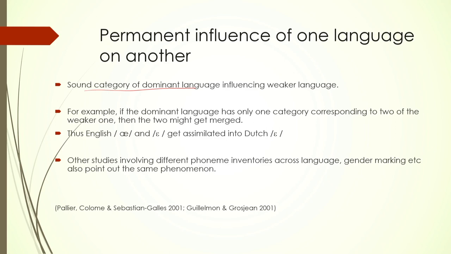For example, one study looks at how, when the dominant language has only one category corresponding to two in the weaker one, the two might get merged. For example, an English and Dutch bilingual study was carried out, and this shows that English has two vowels like this. One is the vowel in the word sat, S-A-T, sat. Similarly, there you have the other vowel. This contrast does not exist in Dutch. So what happens in the case of Dutch is they merge these two vowels into one.